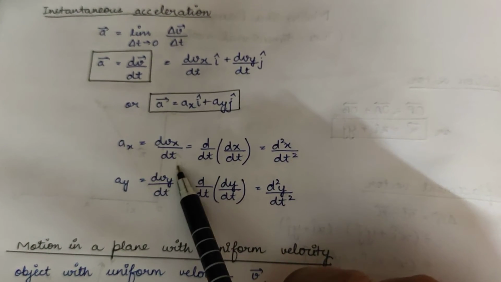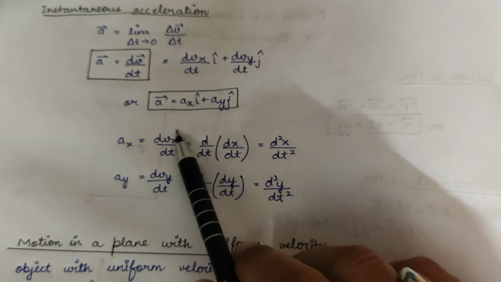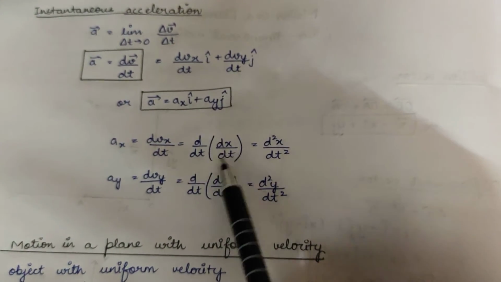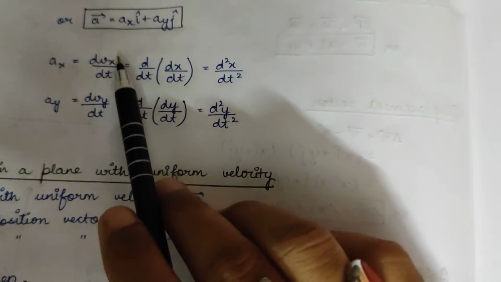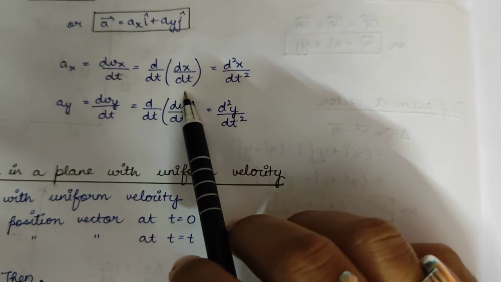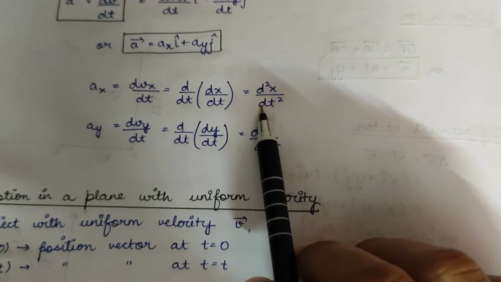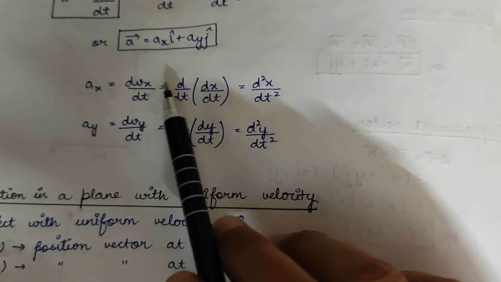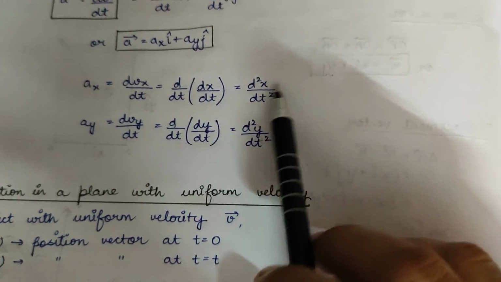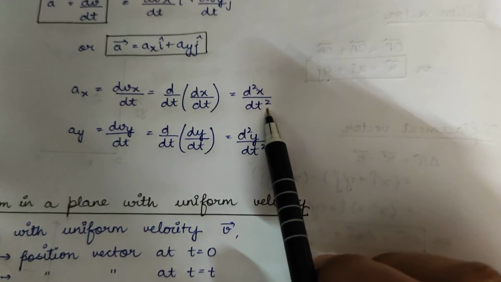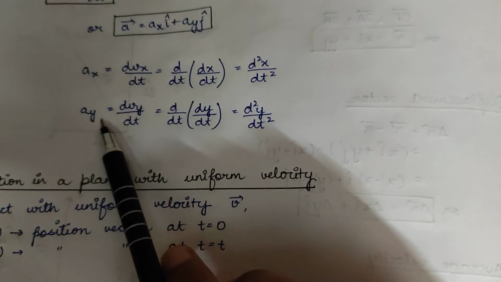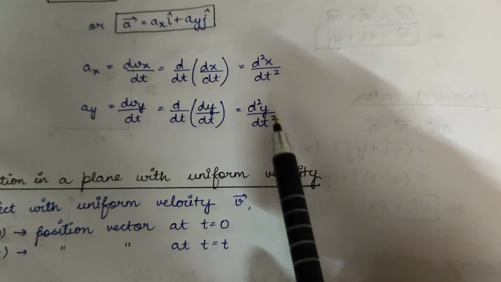Now from here we can write that ax is equal to dvx by dt, and this vx can be written in terms of dx by dt. Remember, we have proved here that v equals dr by dt, where r is the position vector. Similarly, here also we can write vx in terms of dx by dt. So acceleration is given by dv by dt, and it is also given by d2x by dt square. This is the first derivative of velocity and this is the second derivative of position. Similarly, ay can also be given by d2y upon dt square.